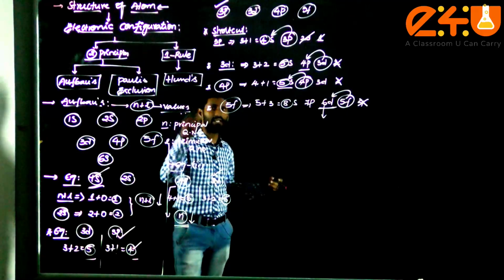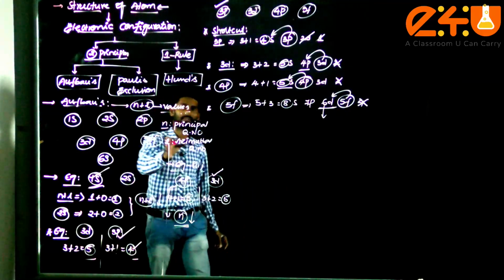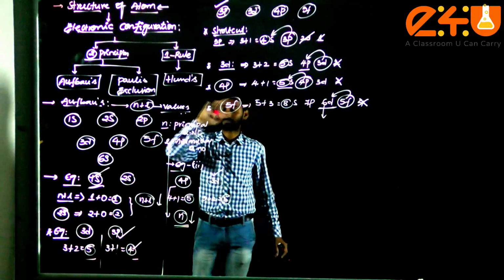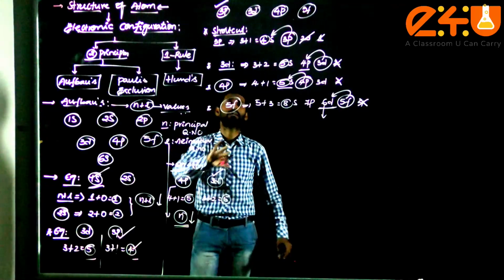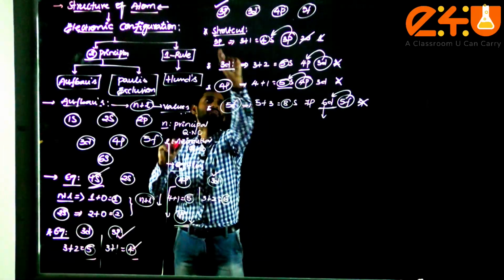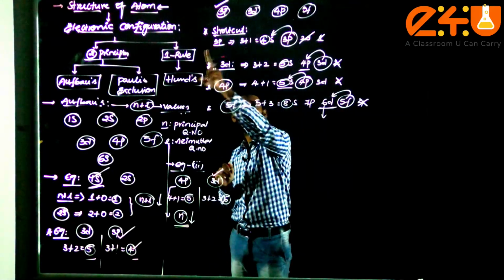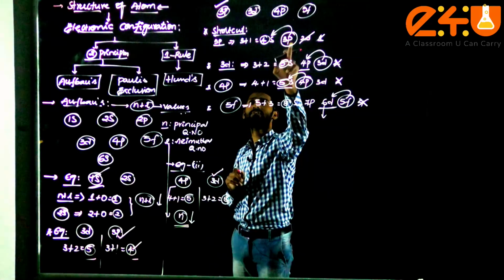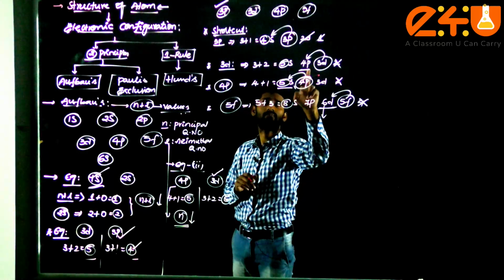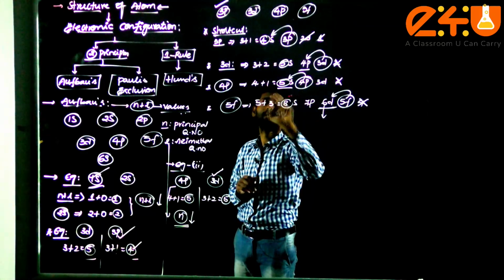For example, if they give any shell or subshell, such as after 4p or 6p or 6d or 6f, the electron enters which one? That means calculate the n plus l value and write the descending order. If you want 3p, come towards the left. Next, after 3p comes 4s. Next, after 3d comes 4p, after 4p comes 5s.